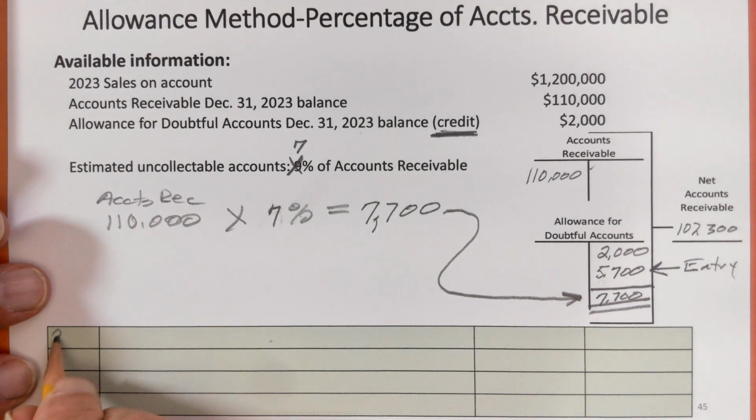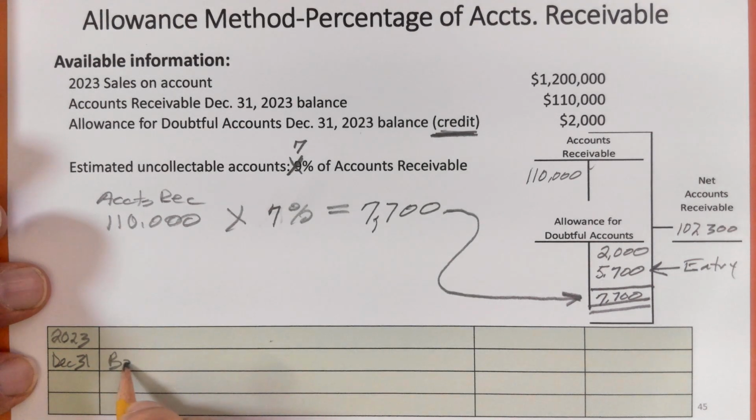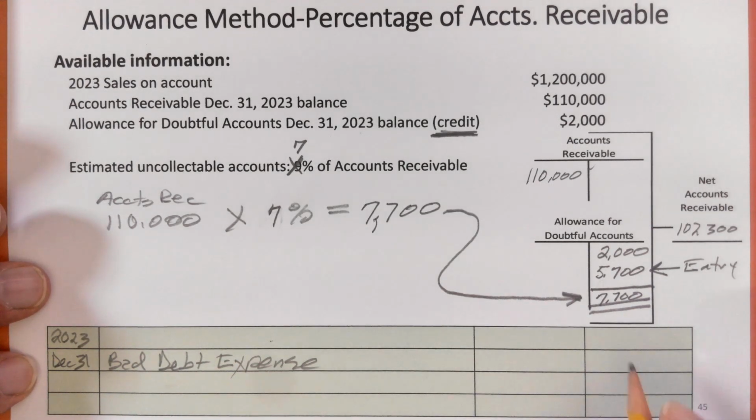We have one more thing to do here, and that is to make our entry. So this is going to be made in 2023. It's December 31st. It's going to be an adjusting entry. We do this once we're at year end. We're sort of scoping things out, making the various adjusting entries that we do. And so what we'll do is debit bad debt expense for the $5,700.